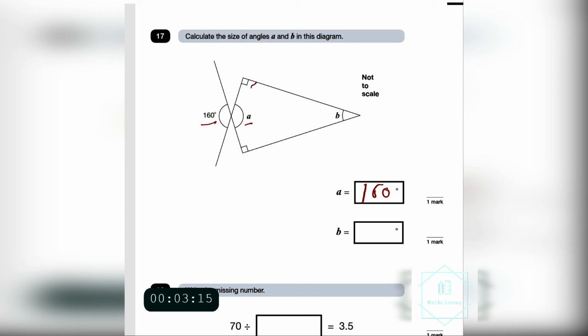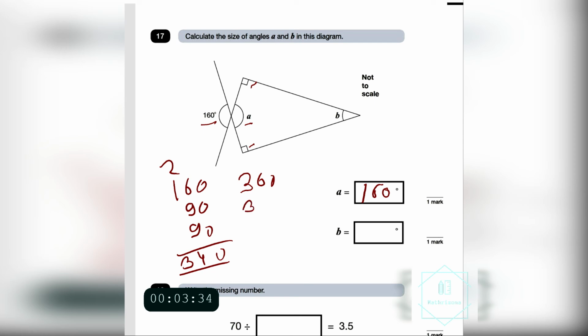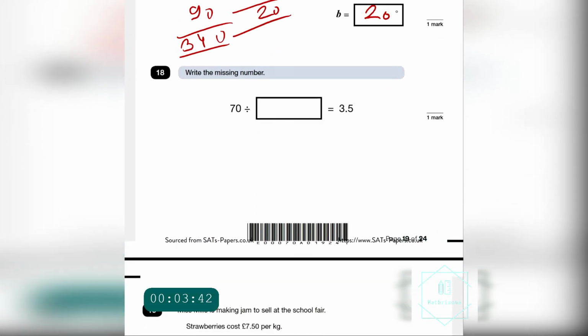This angle is 90 and this is 90, so we will do 90 plus 90, which is 160, the value of A, then 90 another angle and 90 another angle. Then 9 plus 9, 18 plus 6, 24, carry 340. And the sum of all the angles is 360, so we will do 360 minus 340. That becomes 20. So our B is 20. Let's move to the next question.